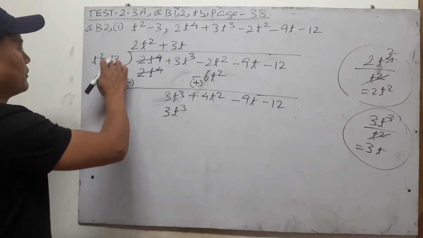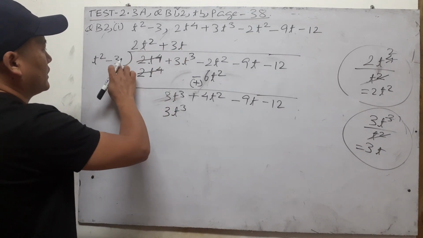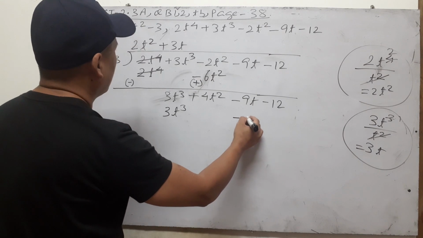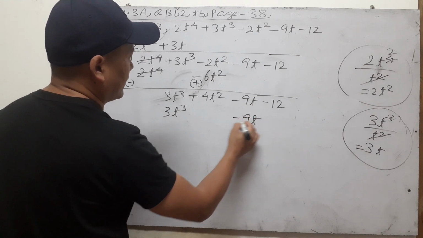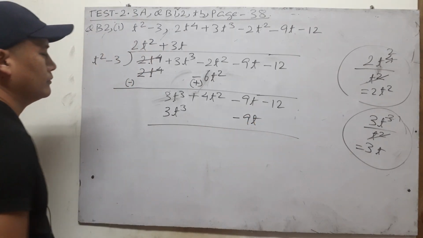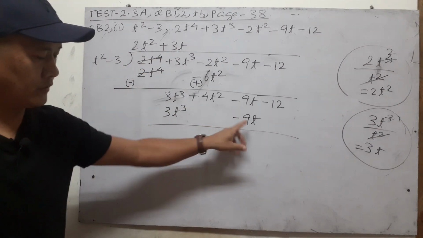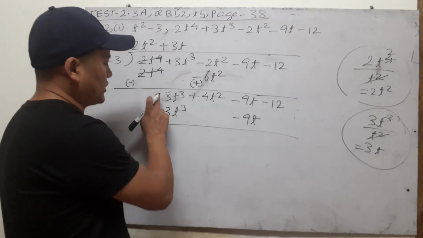Plus into minus is minus, 3t into 3 is 9t. So go here, this is not t squared, so minus 9t. Put a line. Since this has multiplied both of these, we'll stop. Then change the sign of the lower terms.